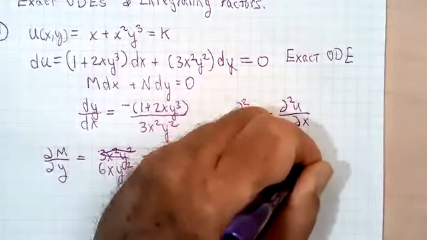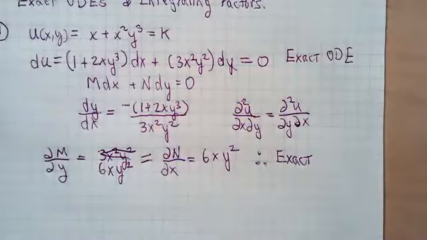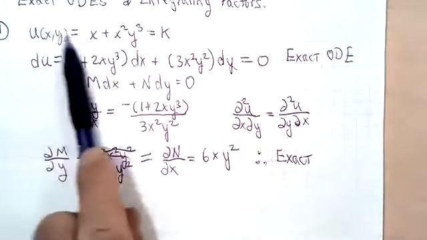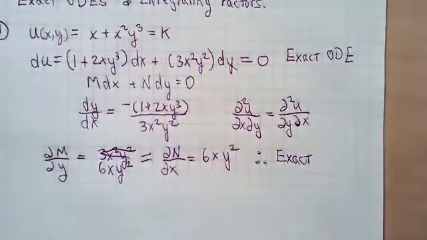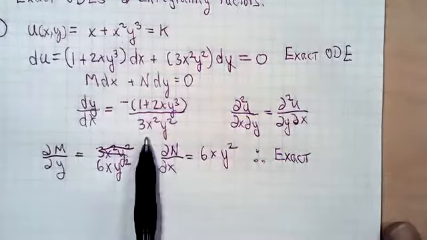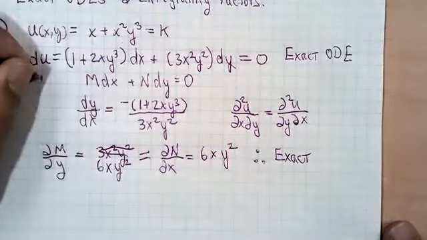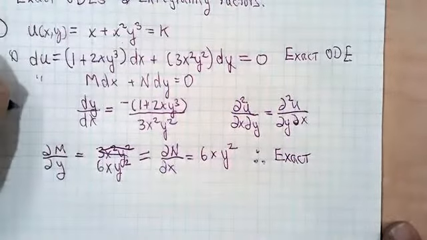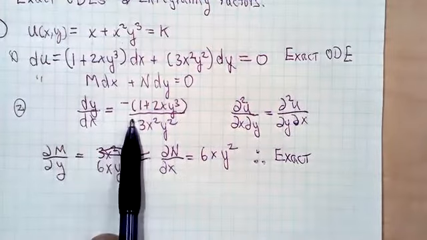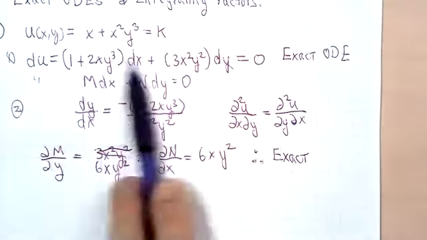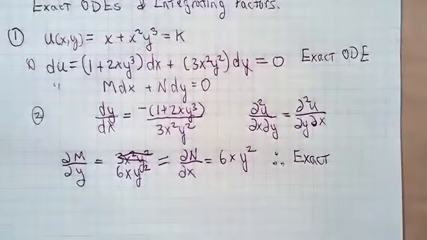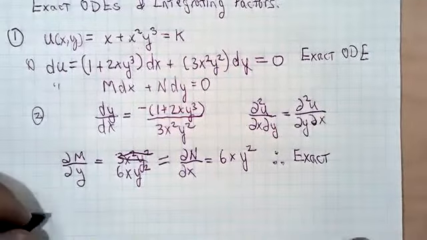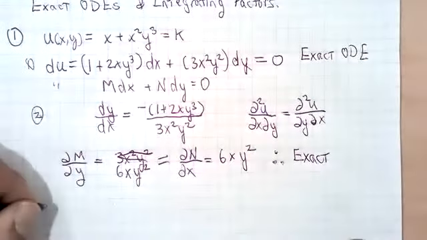Now, normally you don't have this line here, right? In this case, we started with the u, so of course we knew it was exact when we started. But normally you'd start either at line 1 or at line 2. And if you started at 2, then your first step would be to put it in the form of line 1, and then you would do this check and find out that it's exact. Once we know it's exact, then we can solve it by the methods for exact equations.